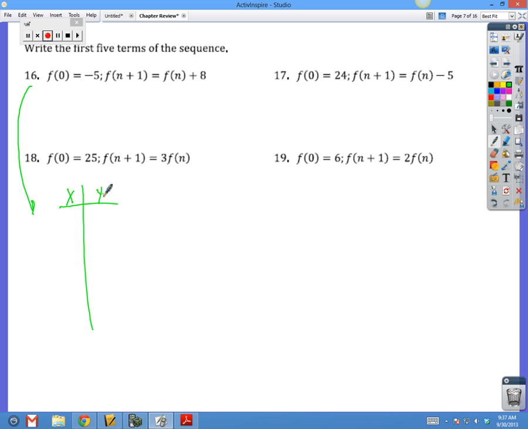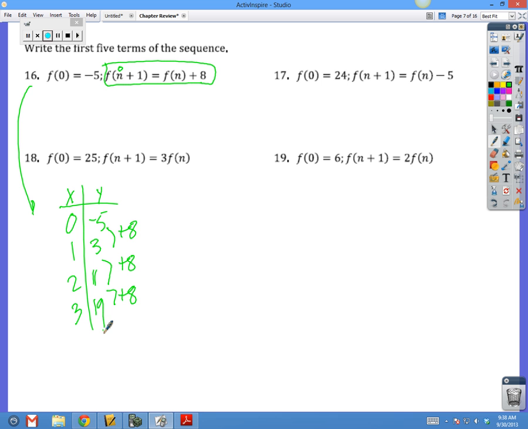X, Y. If I plug in 0, it gives me a negative 5. But now let's see if I can interpret this. To get the next one, I look at the one before it, and I add 8. So negative 5 plus 8 is going to be 3. Plus 8, 2 is going to be 11. Plus 8, 3 is going to be 19. And just keep going on and on.